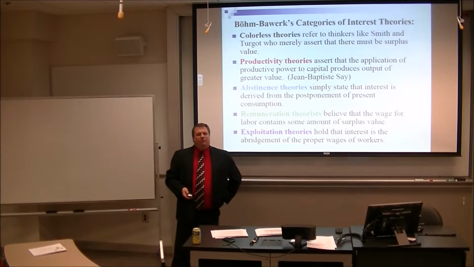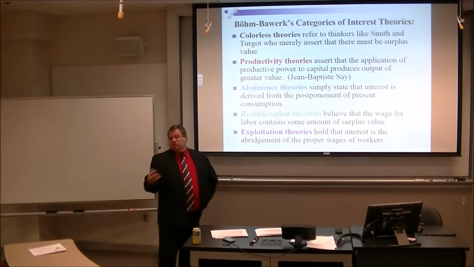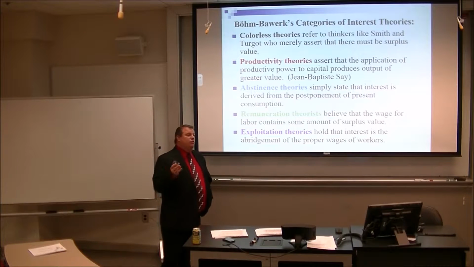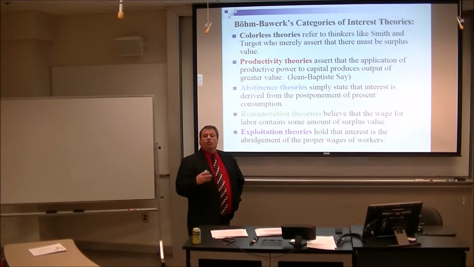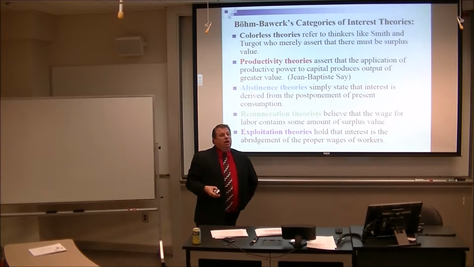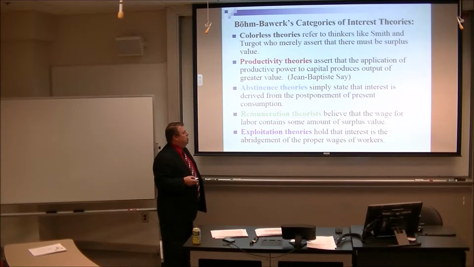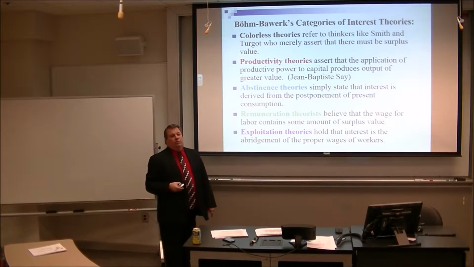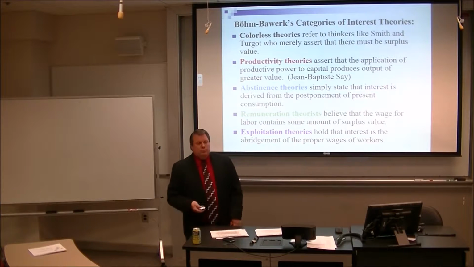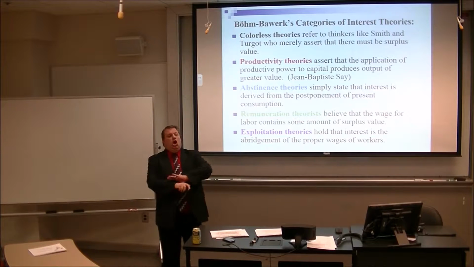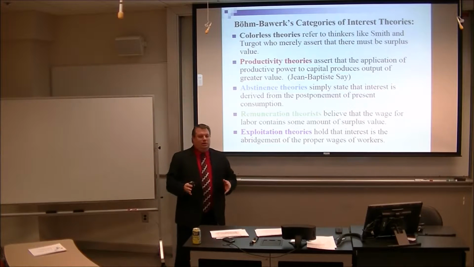The next one is an abstinence theory, and this is simply stating that interest is derived from the postponement of present consumption. Okay. Then he has the remuneration theories, and these guys believe that the wage for labor contains some amount of surplus value, and that's what goes to interest. And then, of course, we have the Marxists and others who believe in the exploitation theory, and they hold that interest is an abridgment of the proper wages of workers. In other words, that they are stealing from the workers. So Böhm-Bawerk goes through each of these and he criticizes all of them. He said they're all wrong. And the ones that are even closest to him and what he thinks, he savages the hardest.